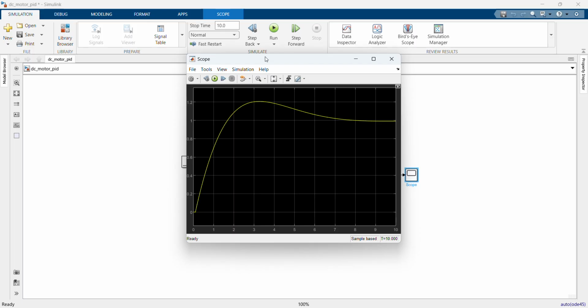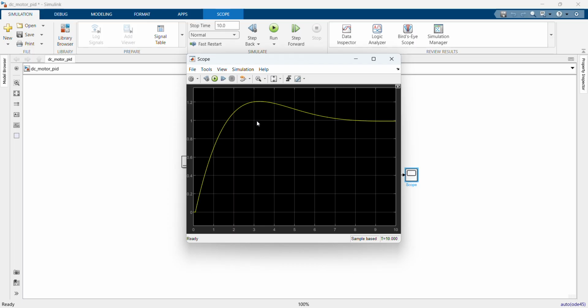Now the curve is smoother. It rises quickly, has less overshoot, and settles faster. The derivative term helps to dampen the oscillation and improve system stability. So now we have a much cleaner and more stable response.